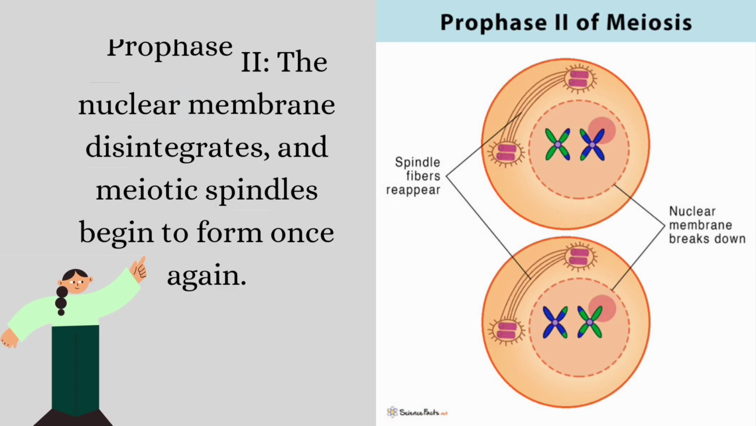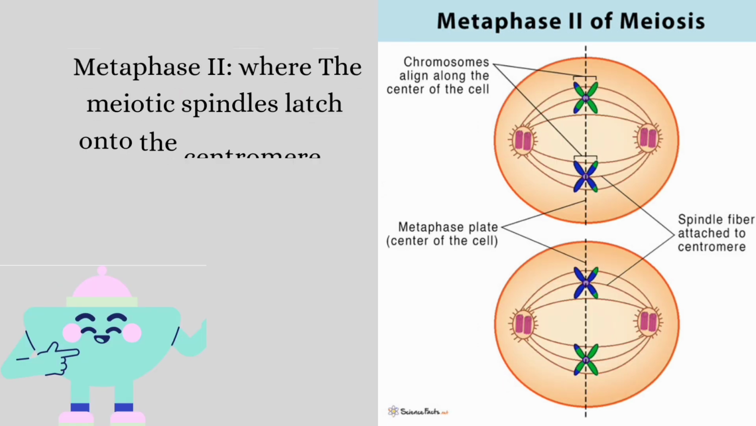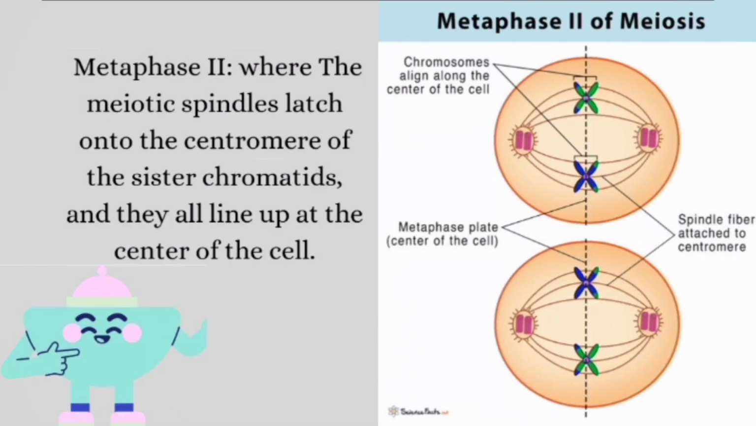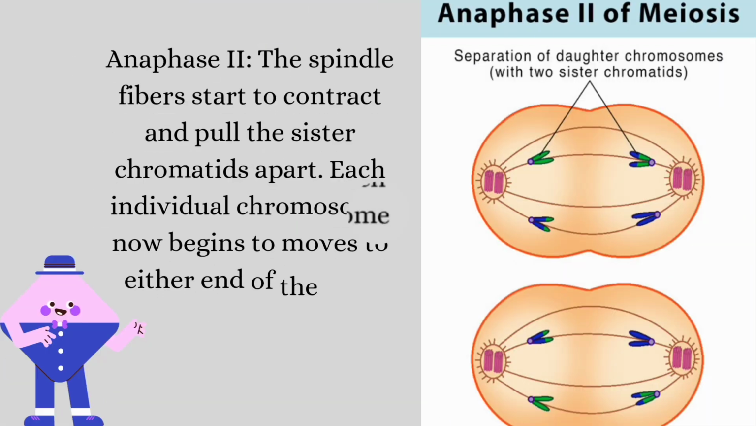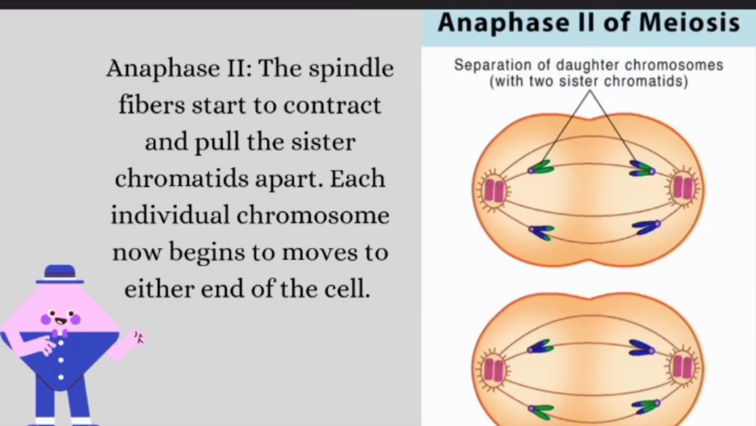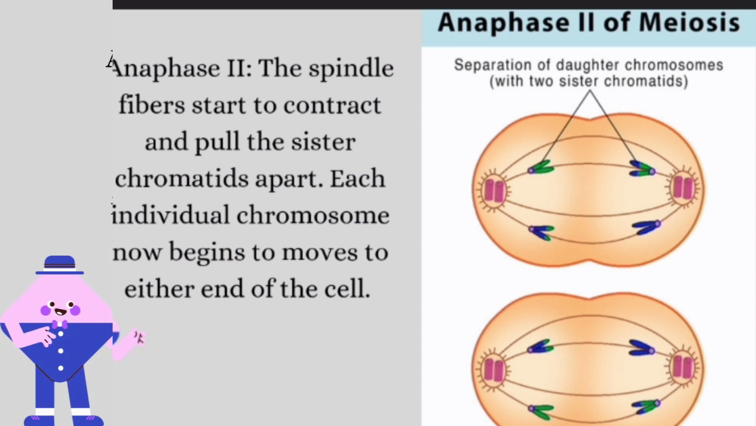It is followed by metaphase II. It is where the meiotic spindles latch onto the centromere of the sister chromatids, and they all line up at the center of the cell. Next is anaphase II. The spindle fibers start to contract and pull the sister chromatids apart. Each individual chromosome now begins to move to either end of the cell.